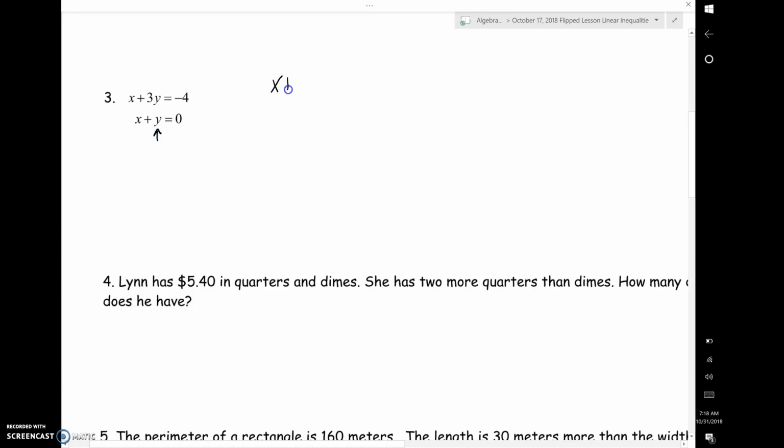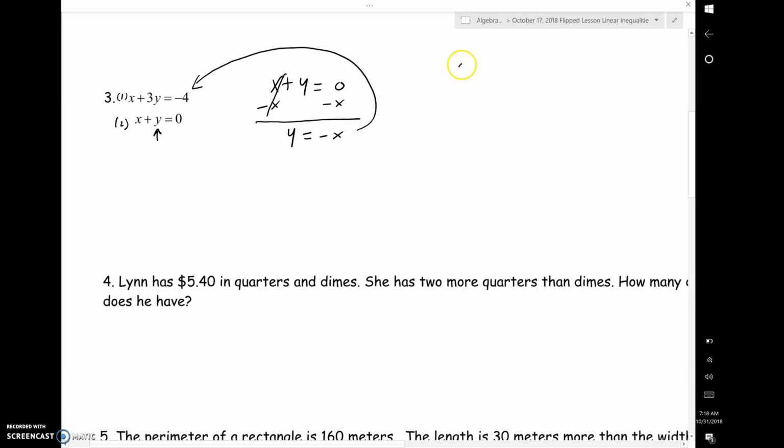So I have x plus y is equal to 0. If I'm solving for y, I'm going to subtract x from both sides. What I'm left with is the equation y equals negative x. So I use the second equation to solve for y. With that information, I'm going to substitute that information into the first equation. Okay?